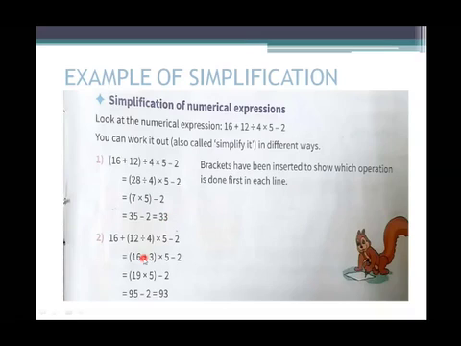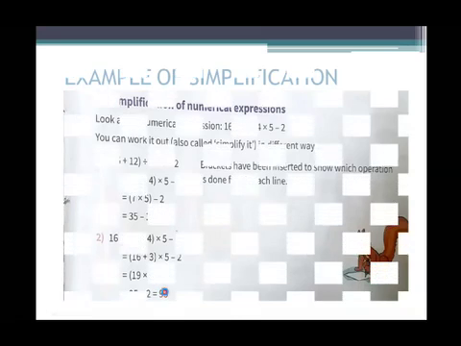Let us see one more way. 16 plus 12 divided by 4 into 5 minus 2. This is the sum, and first here they have taken division. 12 divided by 4 gives us 3. So 16 plus 3 into 5 minus 2. 16 plus 3 gives us 19. Then they have done multiplication. 19 into 5 is 95, then minus 2. So 95 minus 2 gives us 93. If you see here, we have taken the same sum. In the first way the answer is 33, and in the second way we got 93.